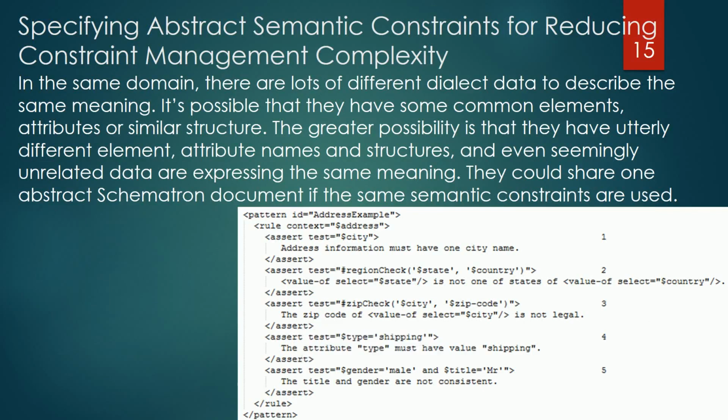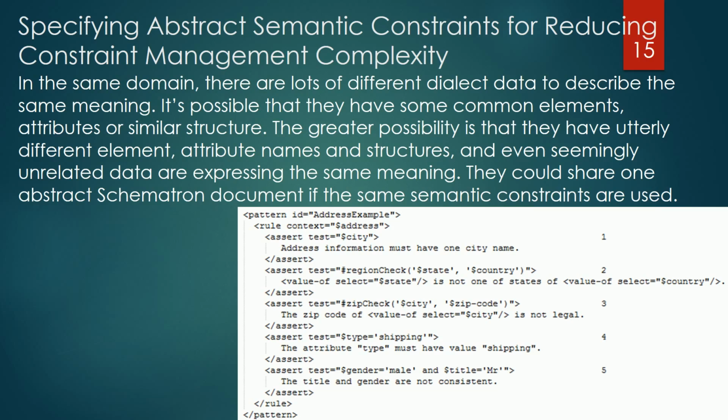The first subproblem is specifying abstract semantic constraints for reducing constraints management complexity. According to our previous analysis, an abstract Schematron document could be created at a conceptual level, replacing the original XPath expression with the placeholder $ sign and concept names, and the corresponding abstract concepts based on the knowledge graph. These 8 concepts need to be processed.